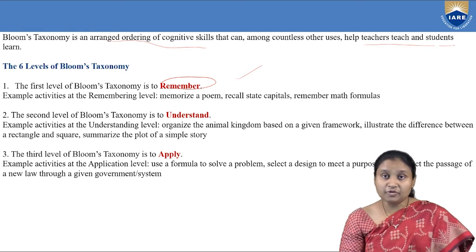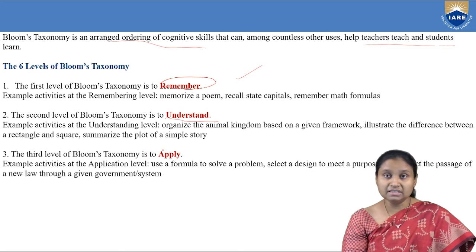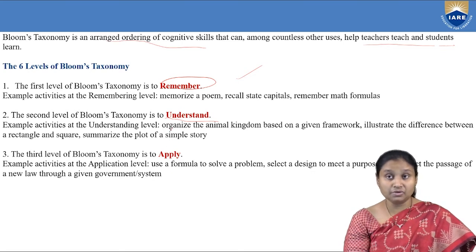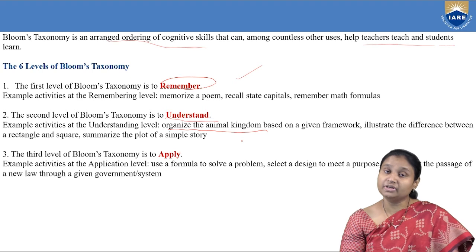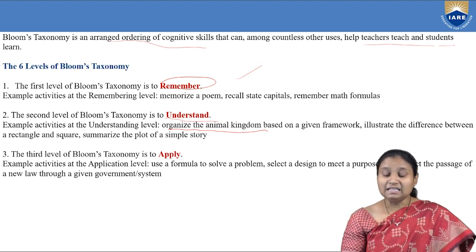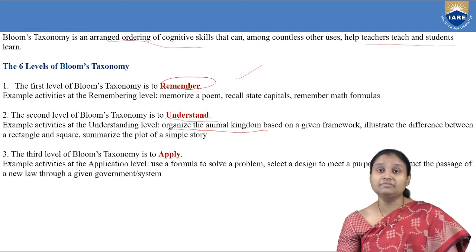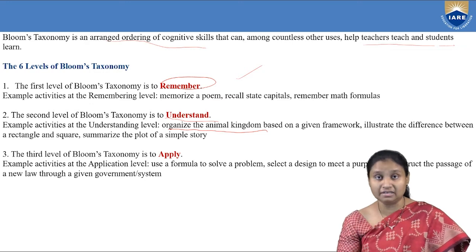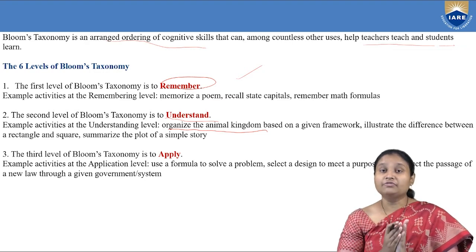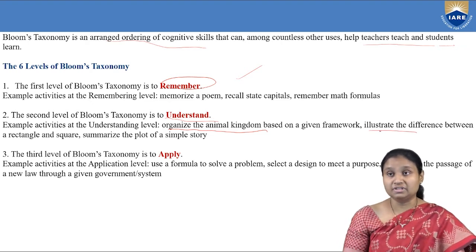And then the second step of Bloom's taxonomy is understand. I have taken some activities at this level. As you can see, when we are talking about botany or geology, here we organize the animal kingdom based on a given framework. Also, illustrate the difference between a rectangle and a square. Here the student will recall what a rectangle and a square are, and then understand the structure of a rectangle and square by illustrating their differences.